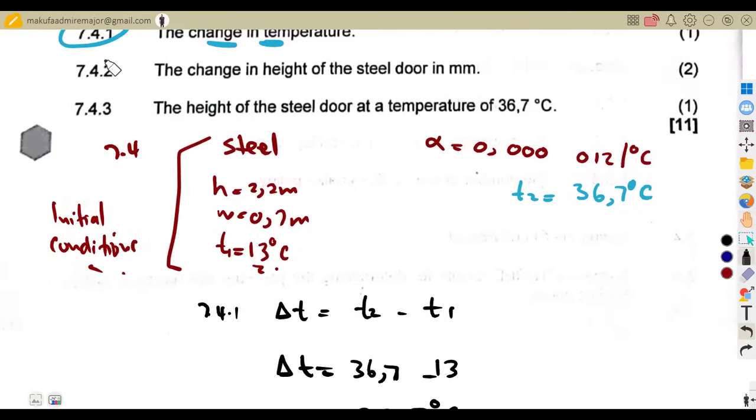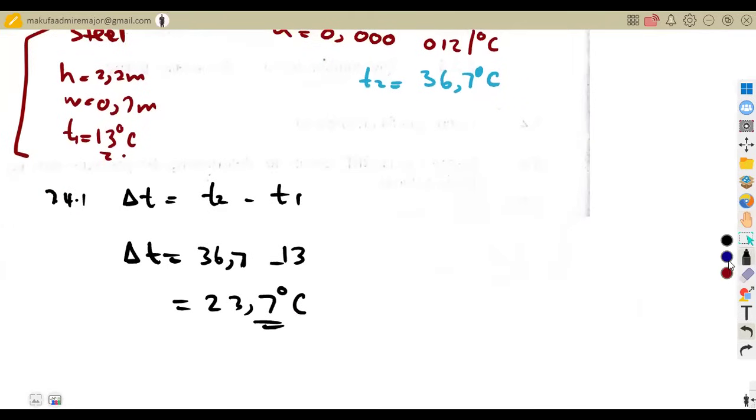Okay, then the change in height of the steel door in millimeters. The change in height. No, not the change of the width, the change in height. Remember, we considered the change in length, and I said if you were to calculate the change in length, you are going to use the same formula. The change in length is equal to the original length times this times this. But there we are talking not about the length, but the height. But height and length have the same properties. We are still talking about something that is measured in the same units.